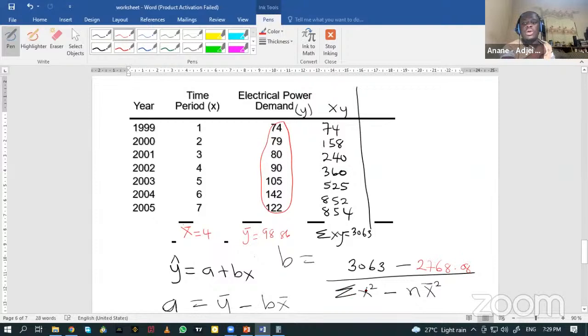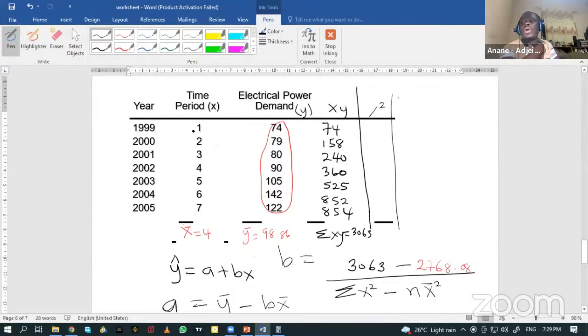Okay. So what is the sum of X squared? I've told you that wherever you see this sigma, we are going to create a column. So let's come to our table. We put a column here, X squared. The sum of X squared here means that we are going to square all the X values.